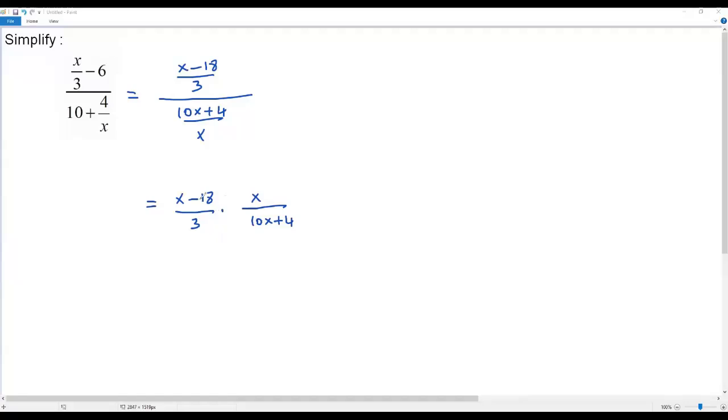Now I have to multiply the numerators and the denominators. When I multiply the two fractions, multiplying the numerators, I'm getting x minus 18 times x, divided by 3 times 10x plus 4. Now we can distribute this x to this x and negative 18. When I do so, I'm getting x squared minus 18x in the numerator.